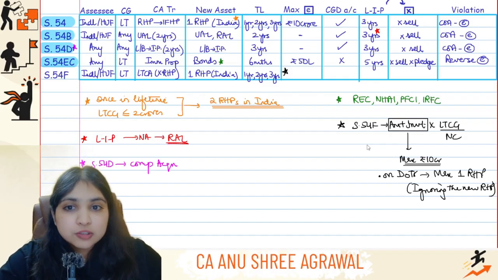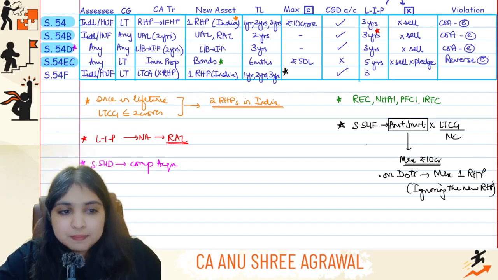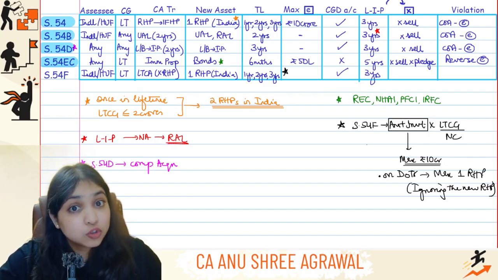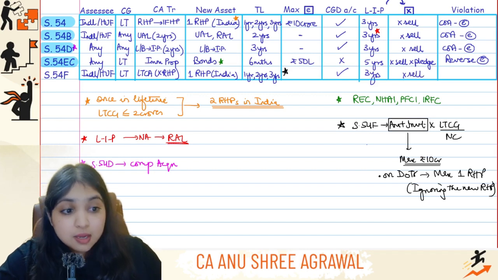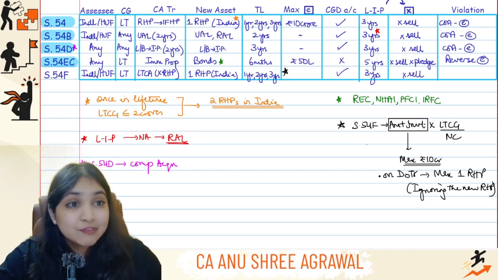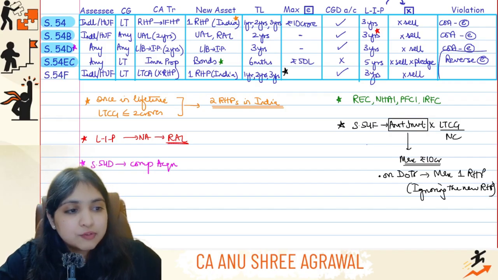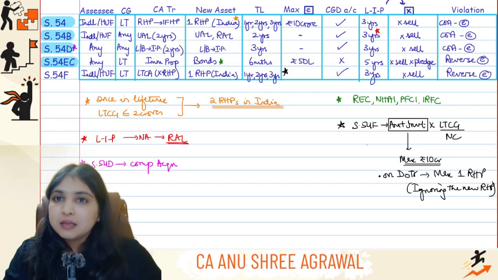Here also the CGD account concept will apply. Lock-in period is 3 years only. In 3 years, what you should not do? You should not sell away the new house. What will happen if you sell away the new house? I will not attack the cost of acquisition, guys. In 54EC and in 54F, we will reverse the exemption, which means whatever exemption you had enjoyed earlier, we will now tax it as long-term capital gains.